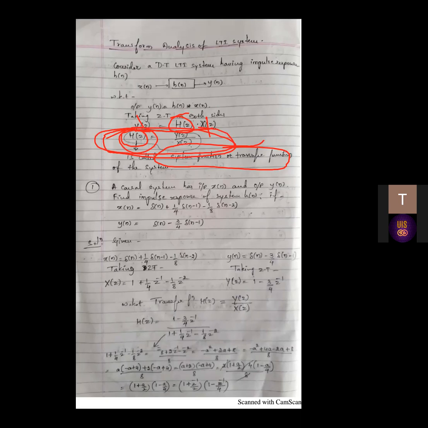So with this much background, H of z is equal to Y by X in the z domain. In transform analysis, this is the relationship. With this basic relationship, let us try solving a few problems. Check the first problem: a causal system has input x of n and output y of n. This is the given thing, causal system. So remember, it is causal, so a right-hand sequence.